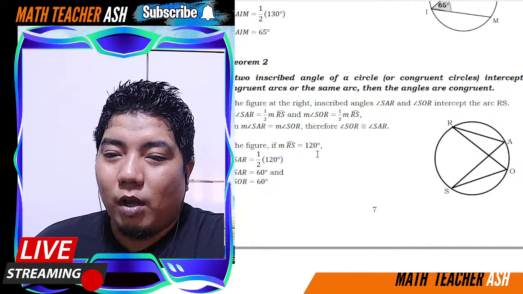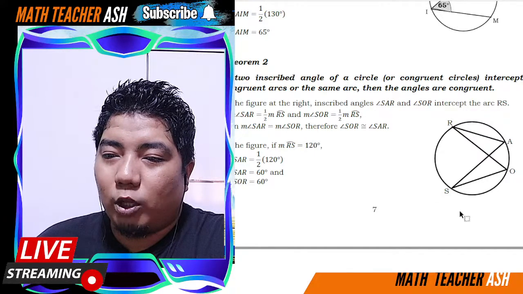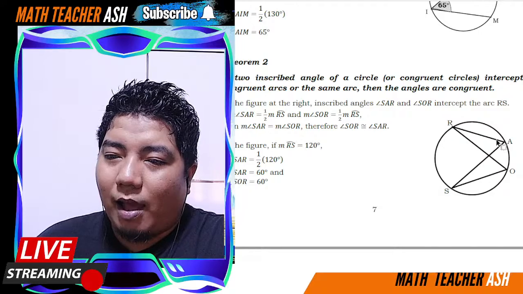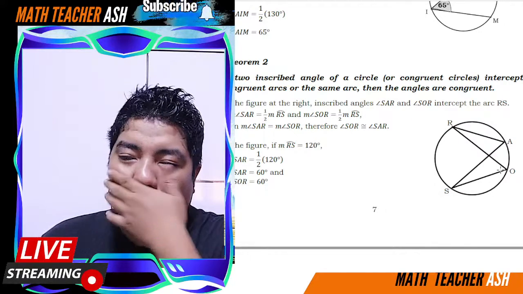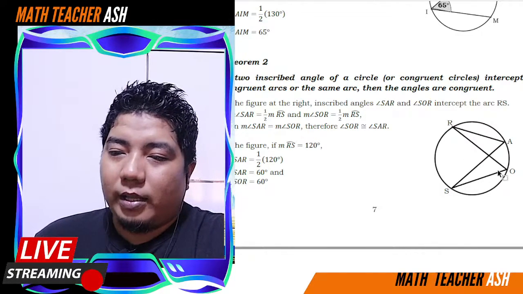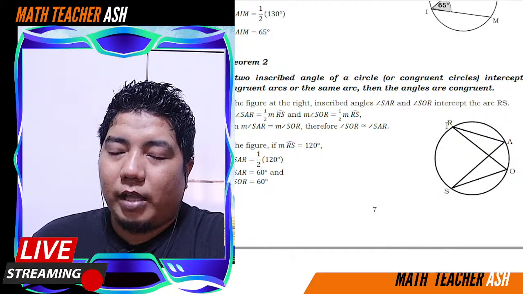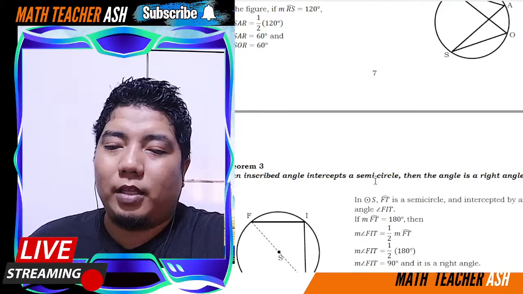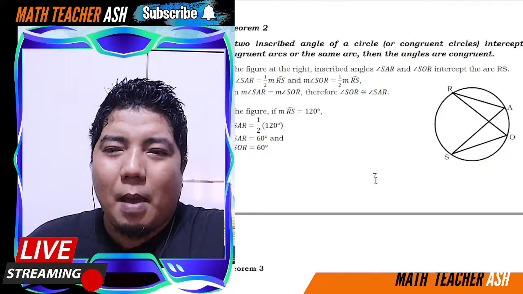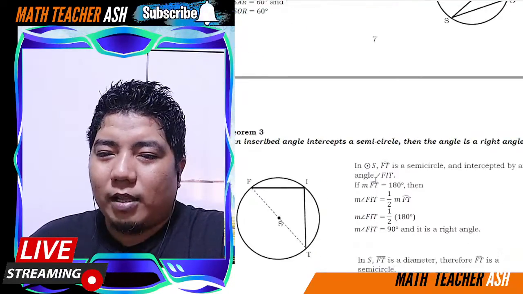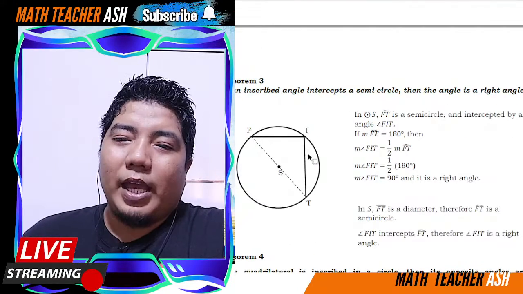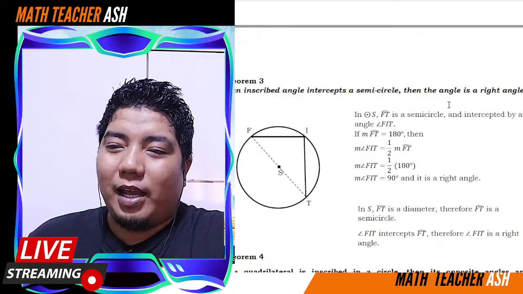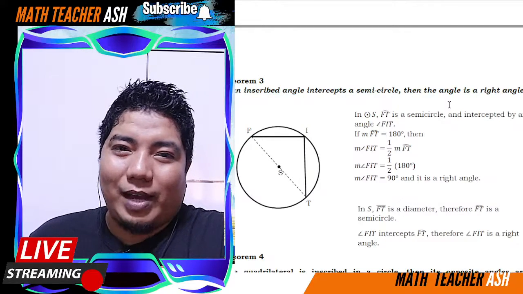So, example, let's say si RS daw ay 120. So, therefore, ito na measurement dito, si angle A ay 60. Ito din dito si angle O ay 60 din because they are the inscribed angle of that intercepted arc, which is 120. Okay, so ganun lang po kadali, my dear math learners. Now, let us go to theorem number 3. If an inscribed angle intercepts a semicircle, then the angle is a right angle.